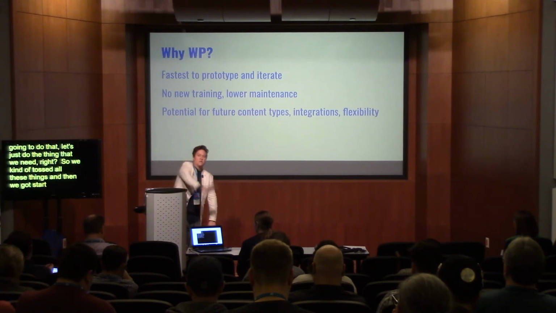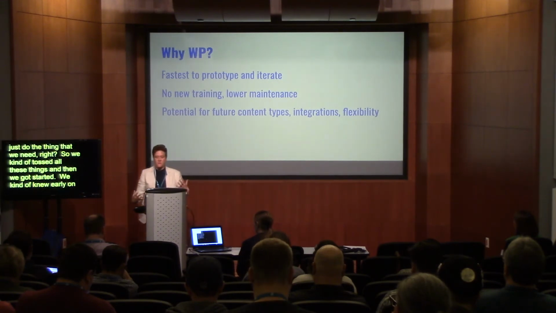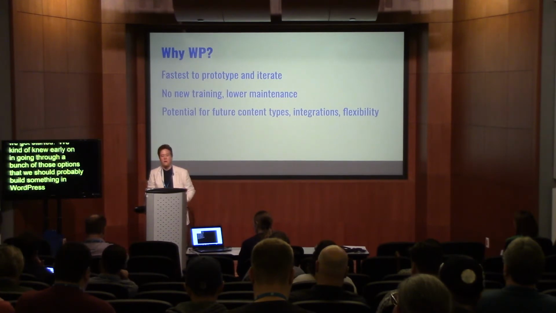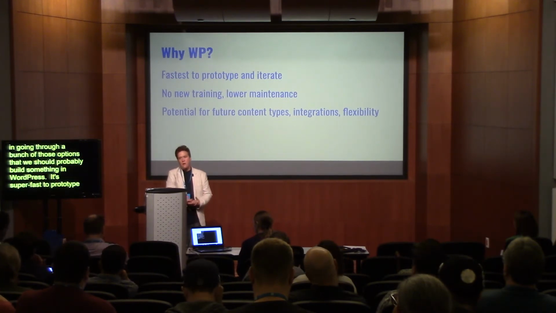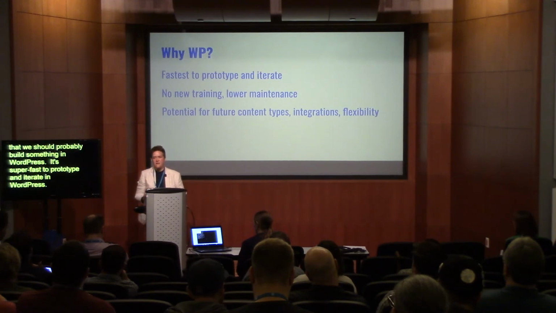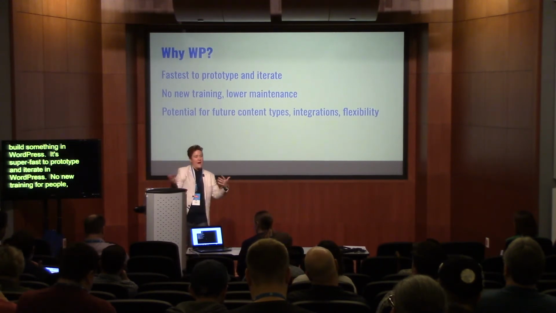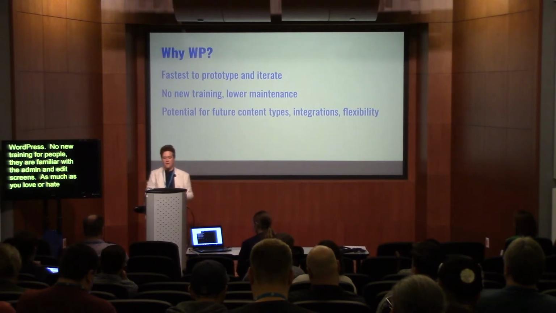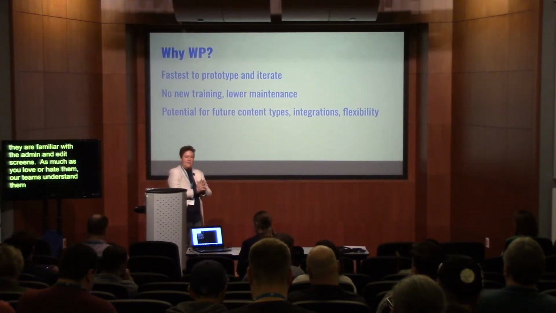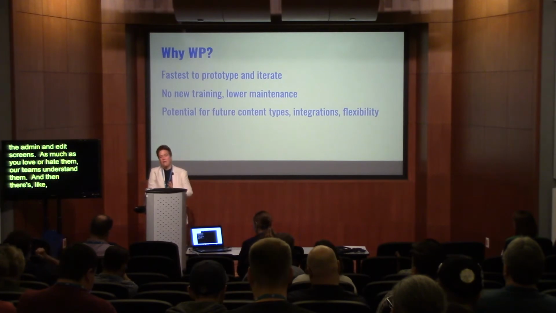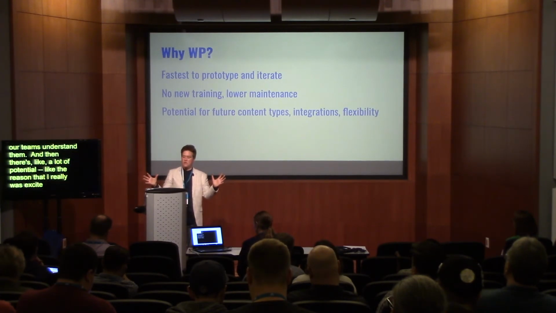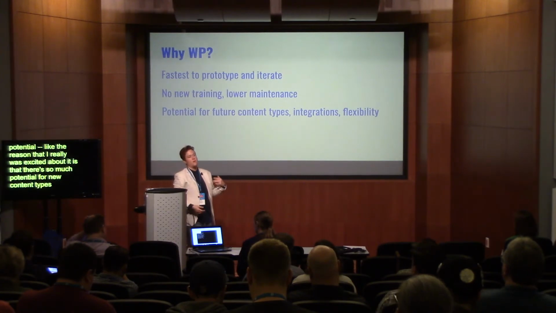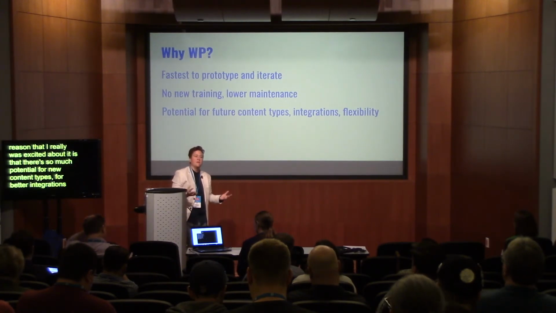So we kind of tossed all these things, and then we got started, and we knew early on in going through a bunch of those options that we should just probably build something in WordPress. It's super fast for us to prototype and iterate in WordPress. There's no new training for people. They're already familiar with the admin and edit screens as much as you love or hate them. Our teams understand them. And the reason that I was really excited about it is there's so much potential for new content types, for better integrations with the stuff that we're already producing, and for flexibility down the line, right?